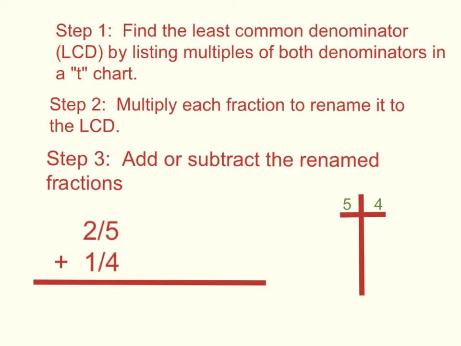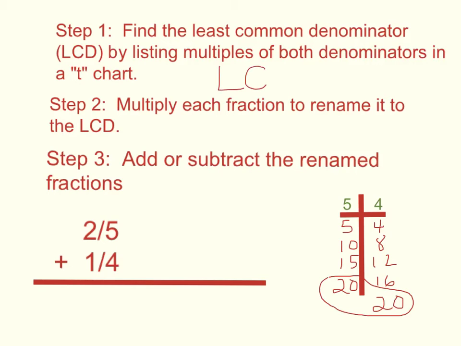I list my multiples of 5. 5 times 1 is 5. 5 times 2 is 10. 5 times 3 is 15. 5 times 4 is 20. I do the same with my 4s. 4 times 1, 4 times 2, 4 times 3, 4 times 4, 4 times 5. I see that I have something common, so I don't need to list any more multiples. So 20 will be my least common denominator.